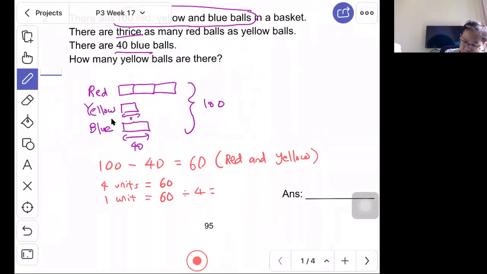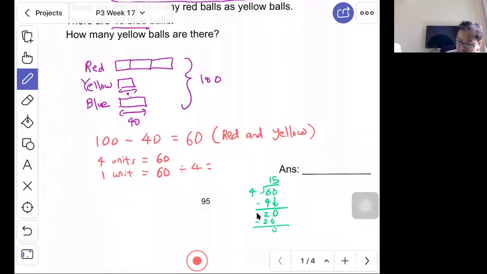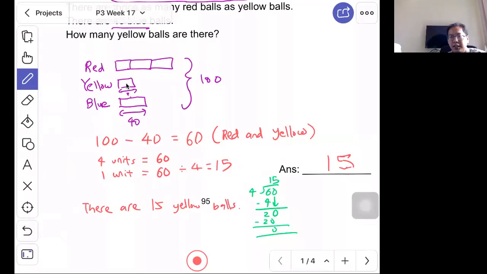So do the long division. 60 divided by 4: 6 divided by 4, 1. 1 times 4, 4. Minus, you get 2, bring down the 0, 20. 20 divided by 4, 5. 5 times 4, 20. And you minus, you get 0. So it's 15. So yellow is 15. We can write down there are 15 yellow balls. And that's the answer.